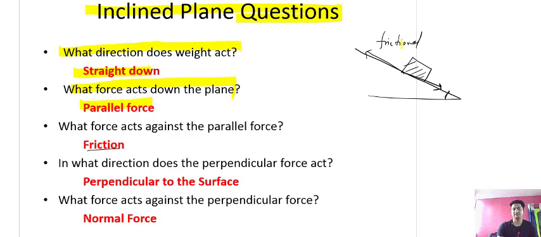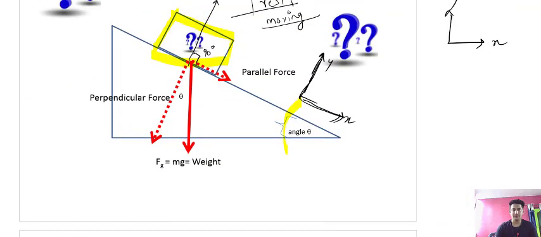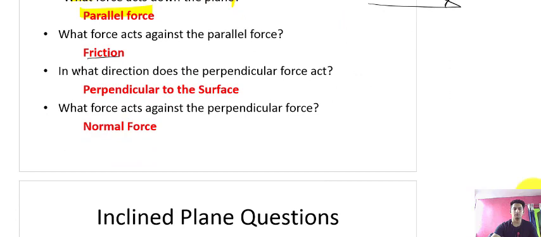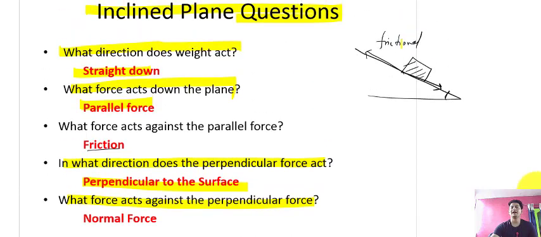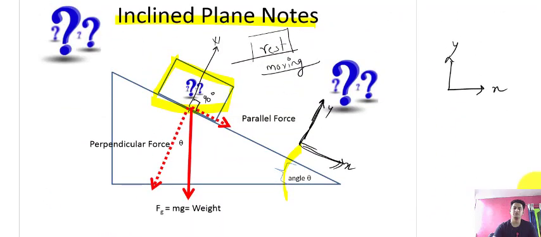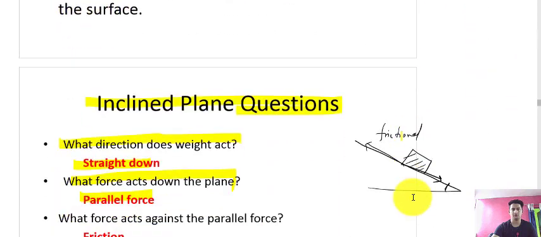In what direction does the perpendicular force act? The perpendicular force acts perpendicular to the surface. As you can see in this diagram, the perpendicular force will act perpendicular to the surface. Now the last one is, what force acts against the perpendicular force? Which force will act against the perpendicular force? That is opposite to the perpendicular force, that is the normal force. The answer is normal force.